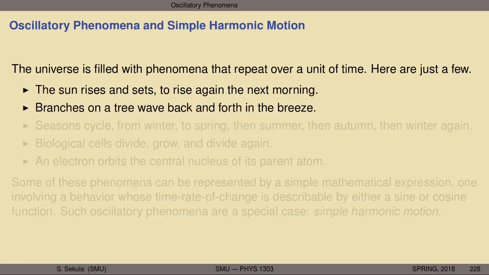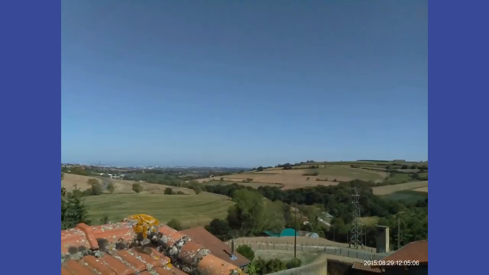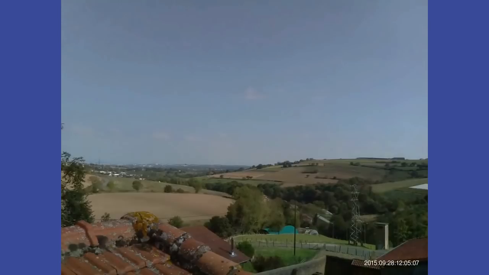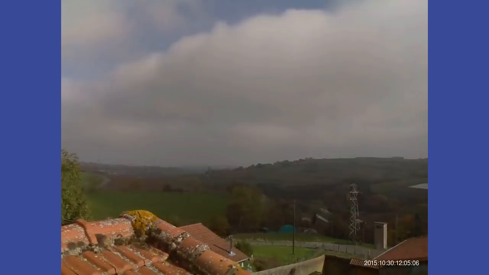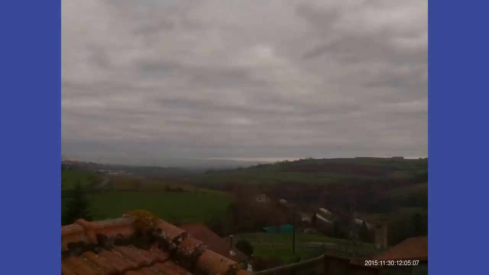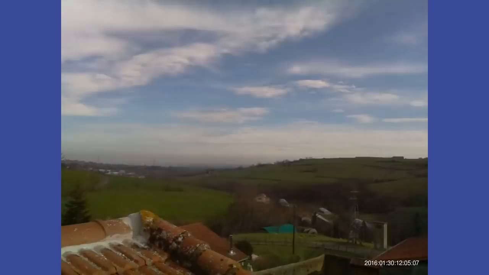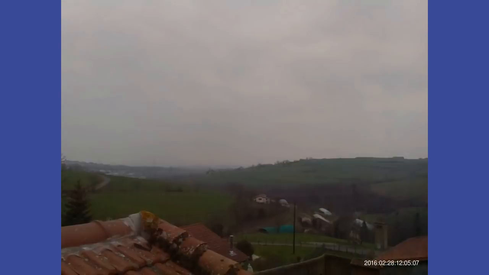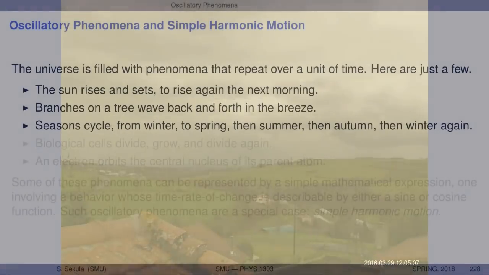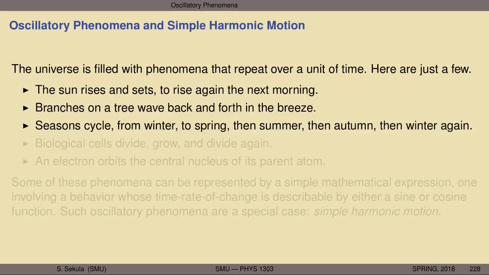But look at a tree. The branches sway in the wind in a breeze. They wave back and forth in the breeze. And when they return approximately to their starting position, you can consider that one cycle of the wave. The seasons themselves will cycle from winter to spring to summer to autumn and then to winter again. And really, seasons are an oscillatory phenomenon in the average temperature of the region that we are living in.